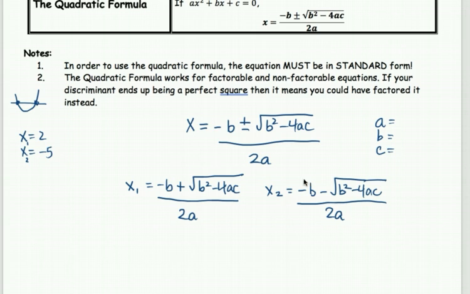So instead of finding it two different times, you can actually find it all together like this. And then at the end, you're going to separate them into the two different roots, where you add one and you subtract the other one, okay? All right, so just keep that in mind as you go through.